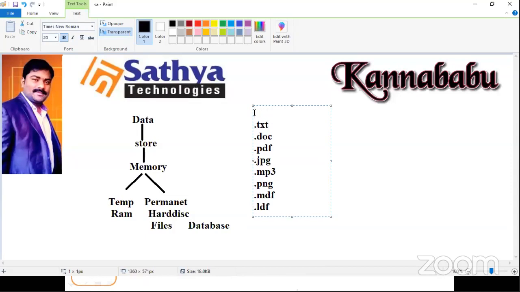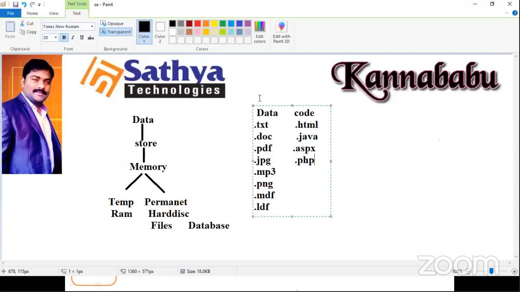Generally, files are again divided into two types. One is data related files, the other is code related files. Code related files means .html file, .js file, .java file, .aspx file. These are different types of files. So files consist of what? Data.